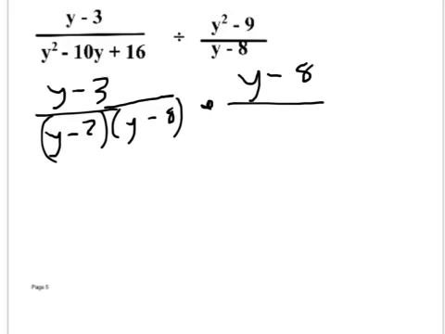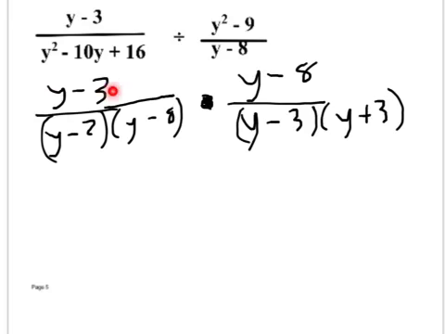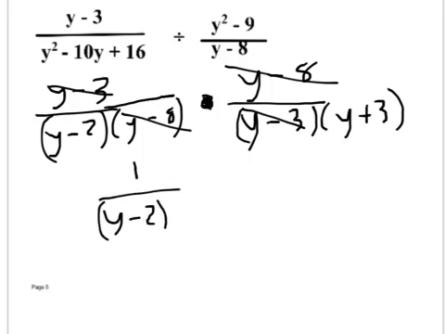Now that's a difference of squares, which we know is the square root of the first one minus the square root of the second one, times the square root of the first plus the square root of the second one. Okay, so now multiply and simplify. So the y minus 3's cancel each other out. The y minus 8's cancel each other out. I'm left with 1 over y minus 2 times y plus 3.